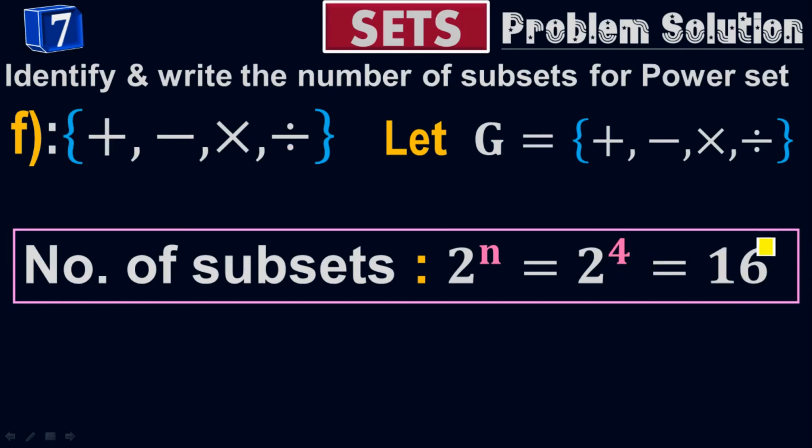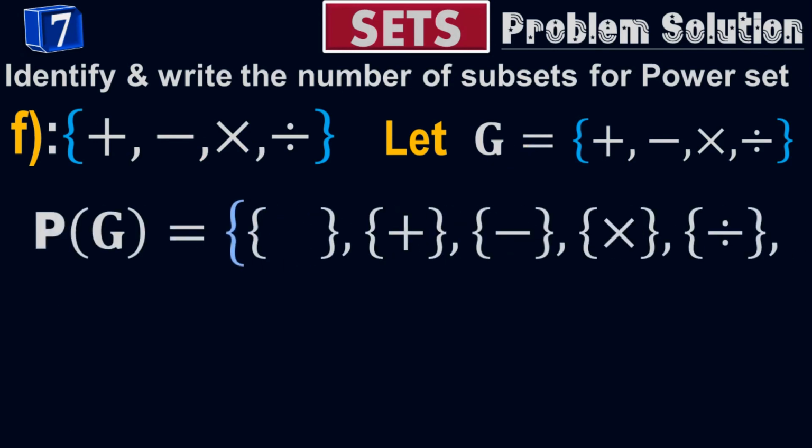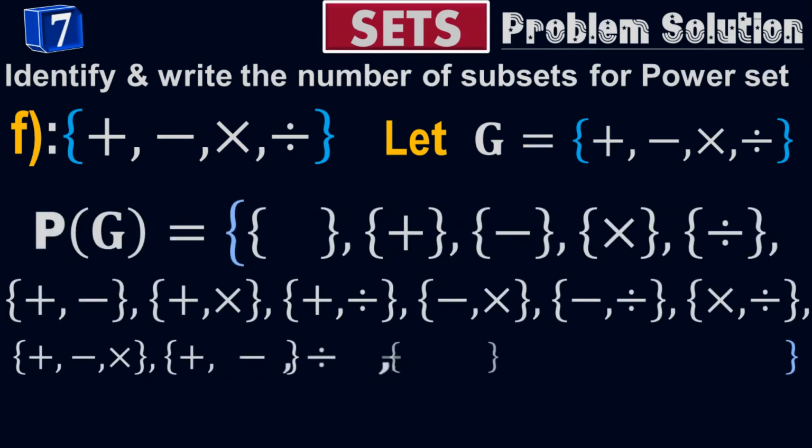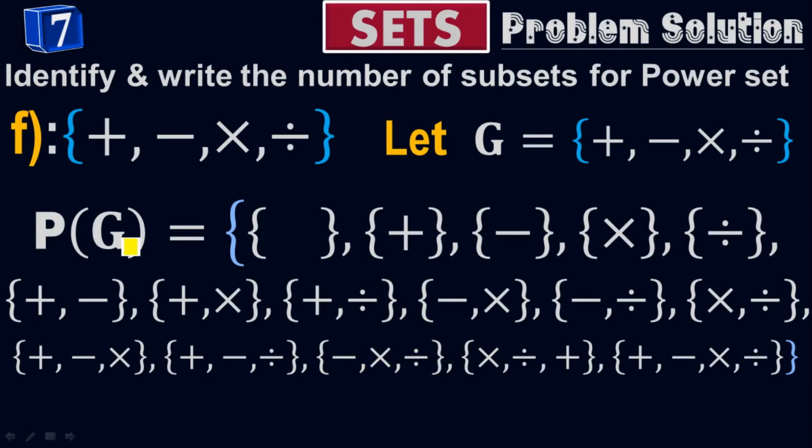This 16 is the total number of subsets that we are going to have for the set. So we will write all those 16 subsets for the set, which equals G. The name of this set is now G. There you go for the power set of G. P of G means power set of G. I gave the name G to this set, so it will be the power set of G.